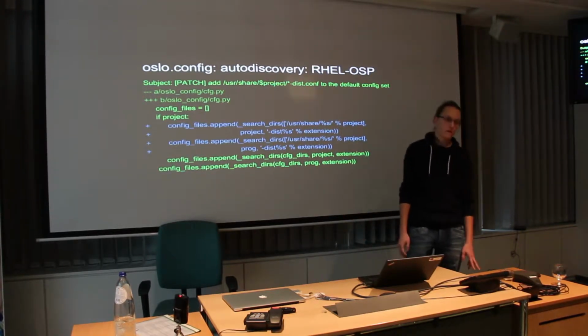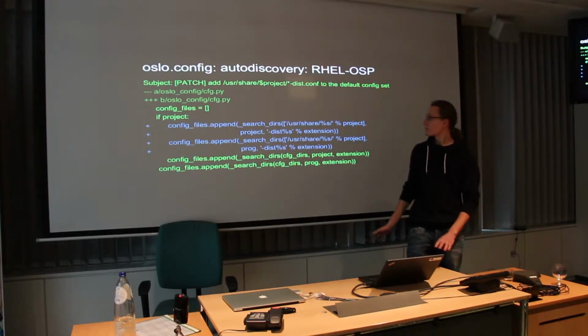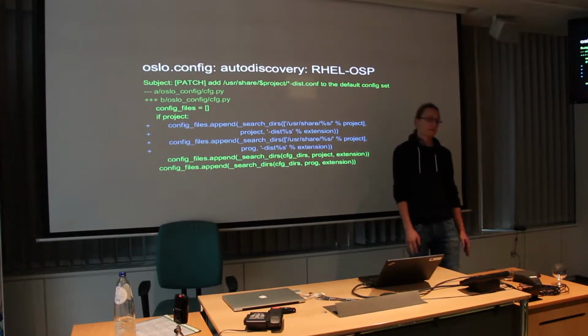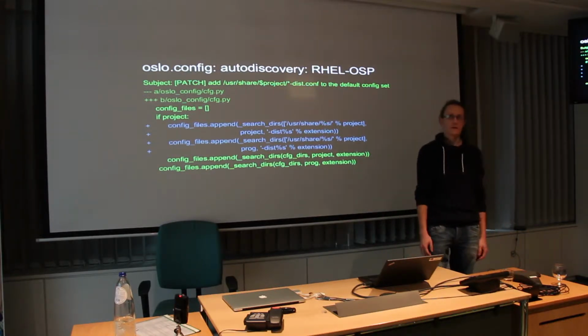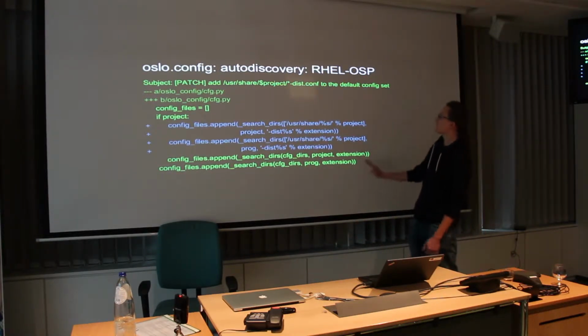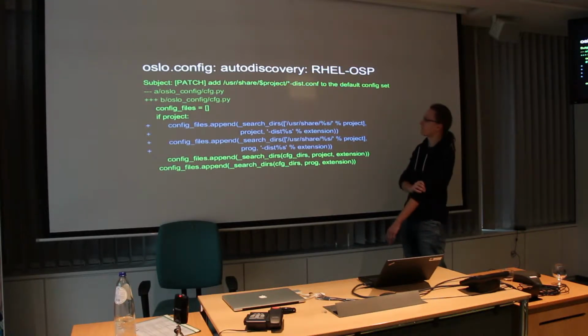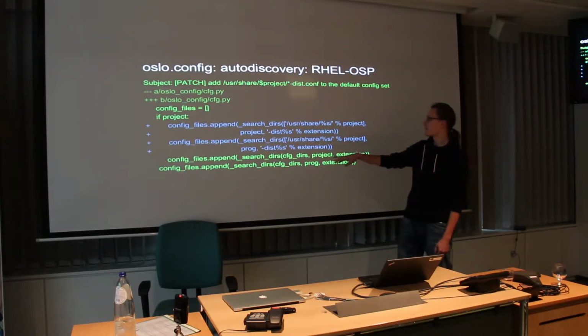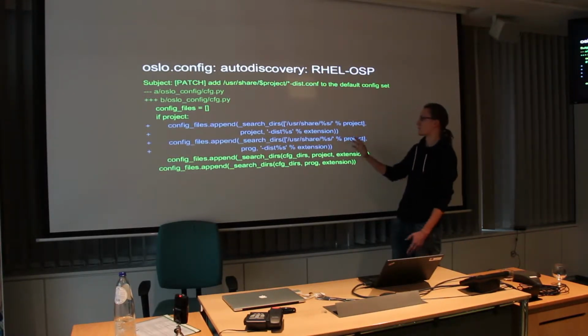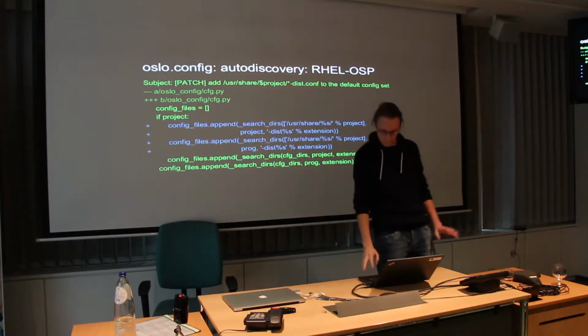Also, I guess some of you know what is rel OSP, but just in case, rel OSP is an RDO-based commercial version of OpenStack supported by Red Hat, and it obviously has some local modifications. So here we see that this is like one of the patches inside the library for rel OSP that modifies the function and adds some more locations where the configuration files will be located. Something under USR share, right? So it depends.